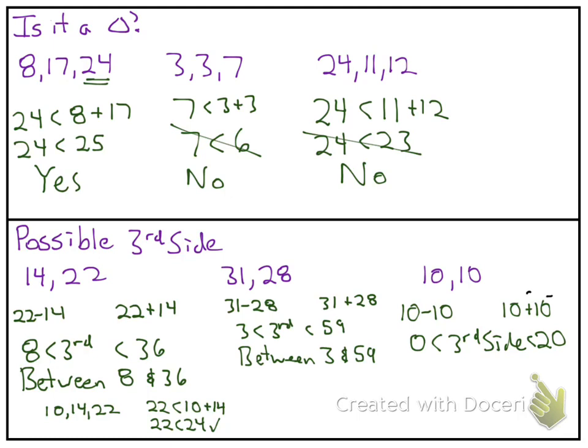So technically 0.00001 would be a possible third side. It would be a very skinny, slim triangle, but it would work in this scenario. So what we'd answer here is we would say between 0 and 20.